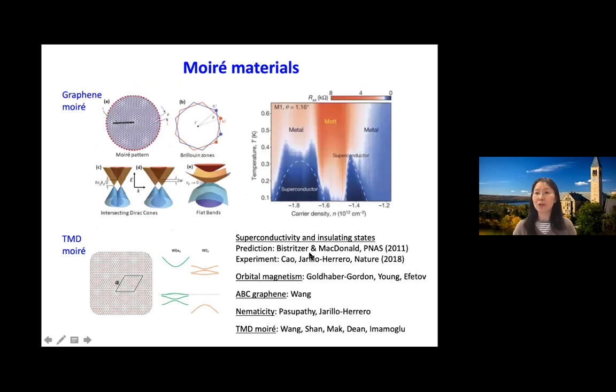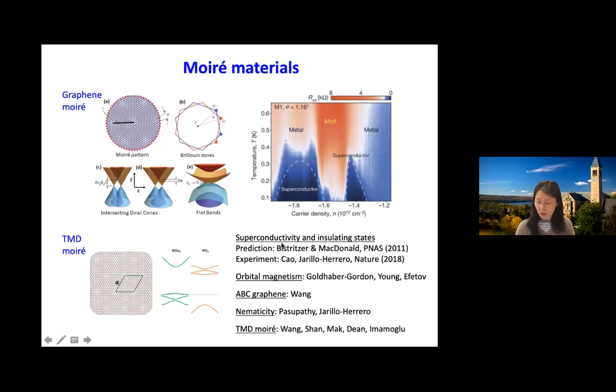So Moire materials, of course, are not strangers to you guys. And we have been inspired by the early work of Yuan Cao and Pablo Jarillo-Herrero. So it all started with twisted bilayer graphene. And we were still amazed by the new phenomena that emerge from the system: superconductivity, correlated insulating states, quantum magnetism, and many more.